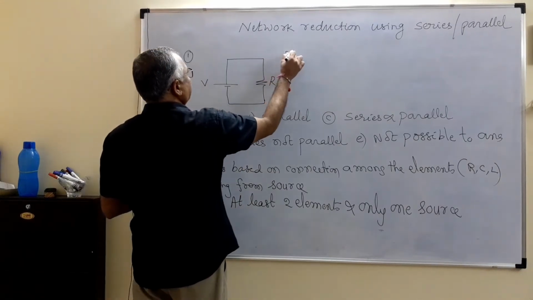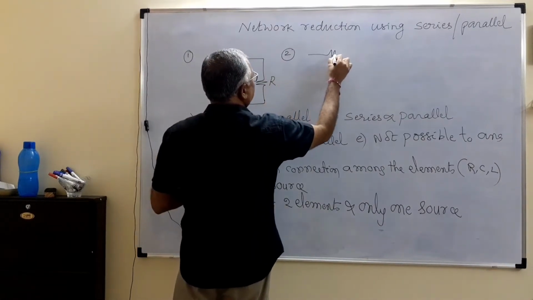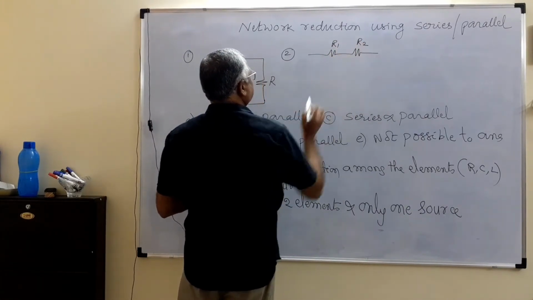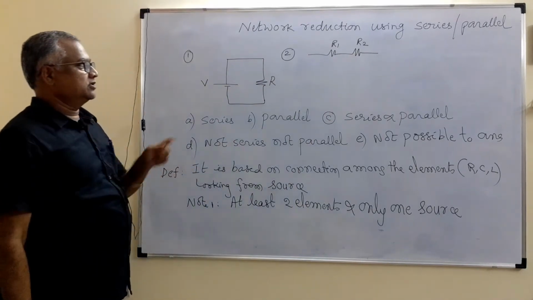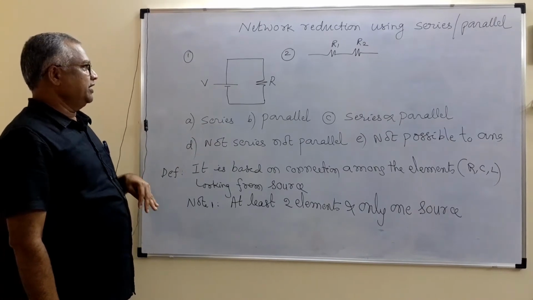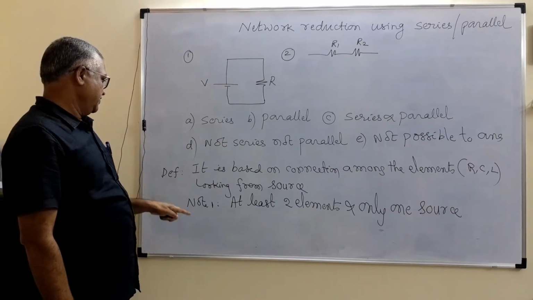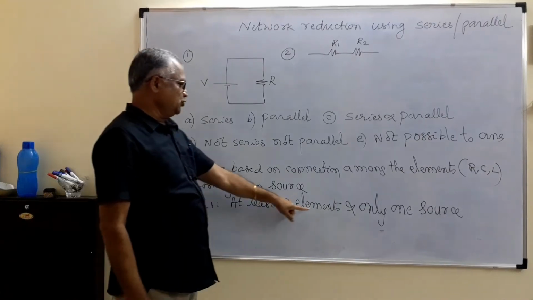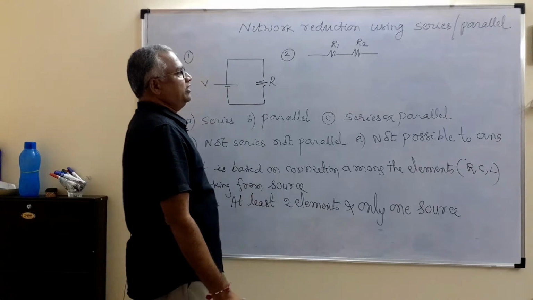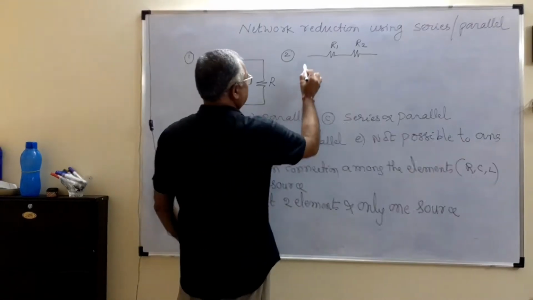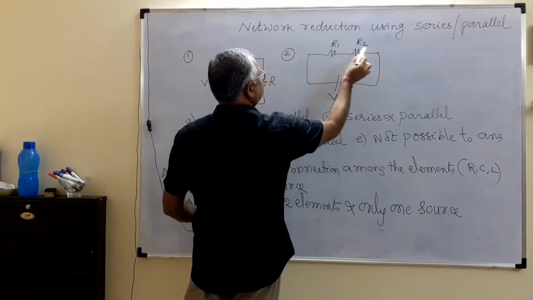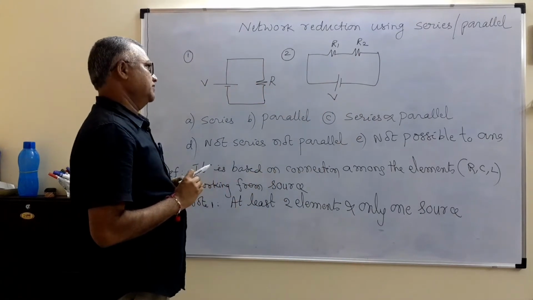If you observe the second example, how are these two resistors connected? When I ask, the majority will say series. My answer is not series. Why? Again, at least two elements should be there, and one source should be there. Without a source you can't apply series or parallel. So if the source is connected like this, then these two are connected in series.